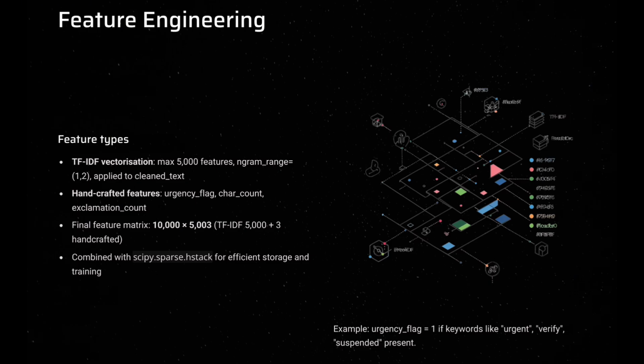The third stage is the classification. A trained machine learning model takes that numerical representation and outputs a prediction, phishing or legitimate, along with a probability score telling us how confident the model is in its decision. That's the full pipeline: clean, extract, classify. Let's now go through each part in more detail.